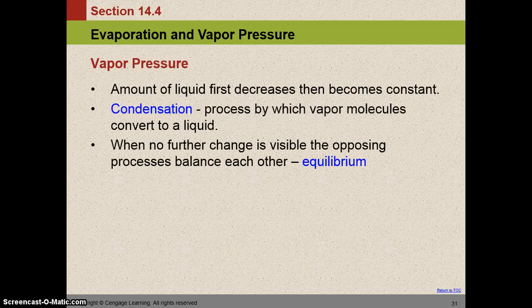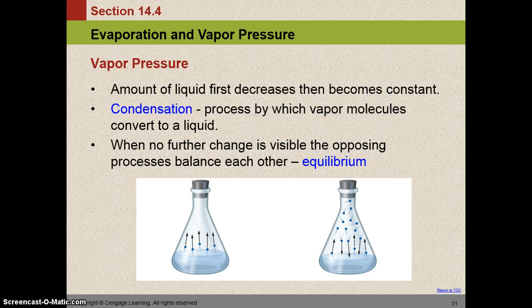In vapor pressure, the amount of liquid is going to first decrease, then become constant in a closed system. Condensation is the process by which vapor molecules convert to a liquid. While we're having evaporation and condensation back and forth, when there's no further visible change in this closed system, we have reached what we call equilibrium, where it's evaporating and condensing at the same rate.